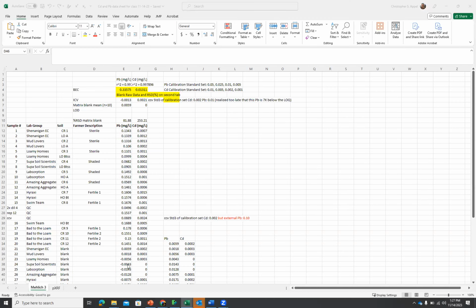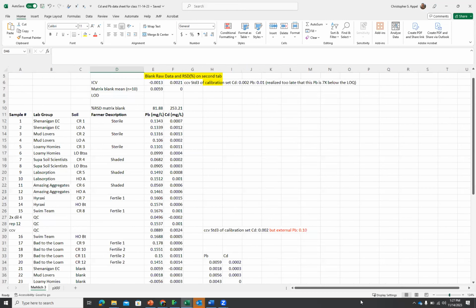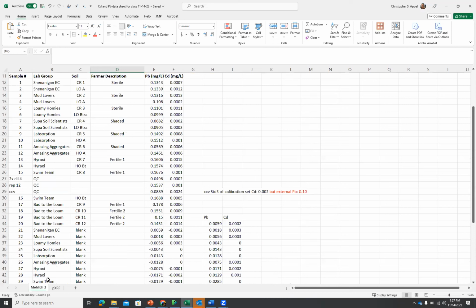So I'm assuming that you all have the data. You'll notice that there are two spreadsheets, right? One is for the Malik 3 data, and the other one is for the total data. It's via PXRF. So Malik 3 is a proxy for bioaccessible, right? And it's not bioavailable, it's bioaccessible.